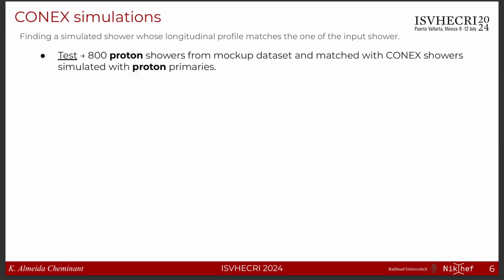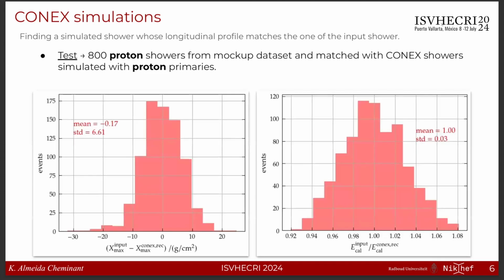And so by doing so, here I can show you an example where we took our 800 proton mock-up showers and we try to match them with Sibyll 2.3d, also considering proton primaries for the simulation. And what you see on the left here is the difference between the Xmax of our input showers and the reconstructed CONEX Xmax for the best shower that we found for all of those 800 showers. And you see that you actually have quite a good reconstruction here, represented by this mean and very small standard deviation.